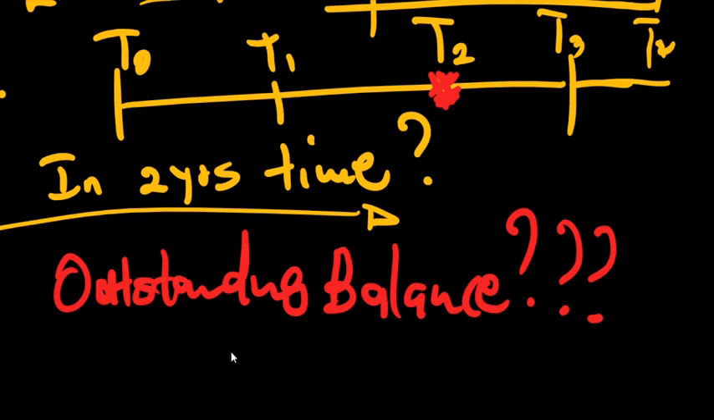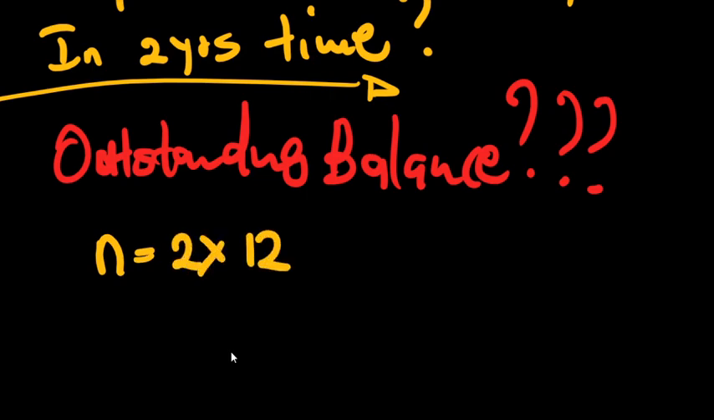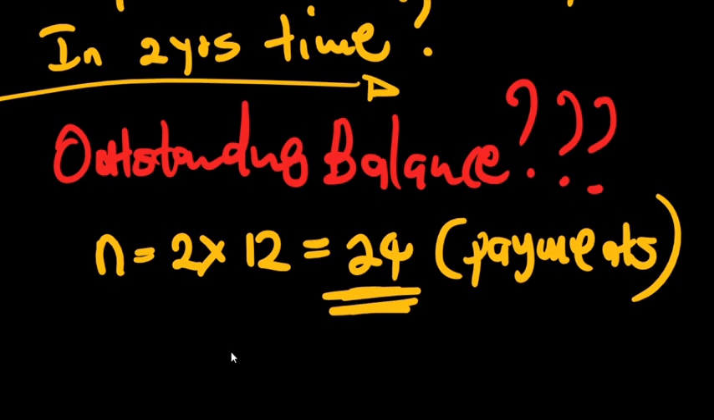So how to do that? You first need to identify the number of years, or should I say the number of payments? If you're talking of 2 years, n is equal to 2 times 12 because it's compounded monthly, which is equal to 24. So this means 24 payments would have been made in 2 years' time. You want to know the outstanding balance just after 2 years.